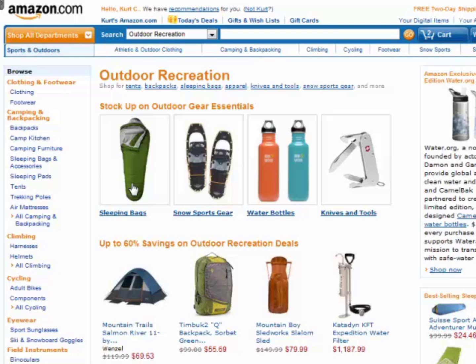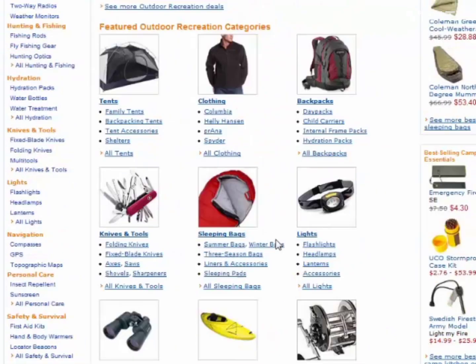The second thing you want to think about is, are people willing to buy this online? So a sleeping bag, pretty easy to ship. I think that's fair to say people would want to buy that online. Same with a backpack. Same with a tent. Tents are big when they're open, but when they're folded up, they're fairly small.